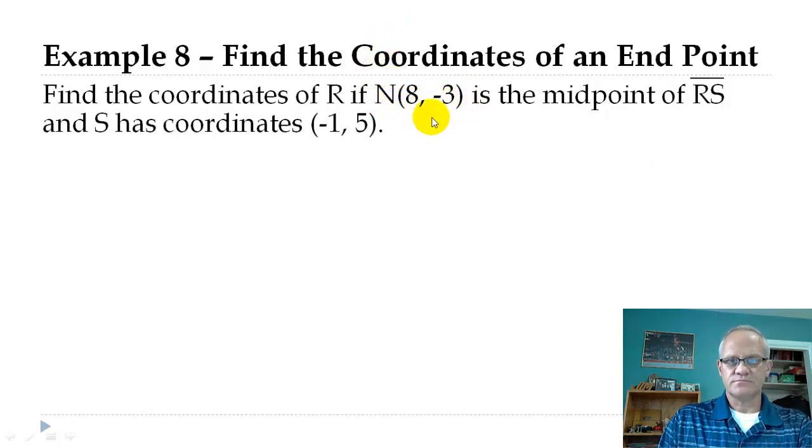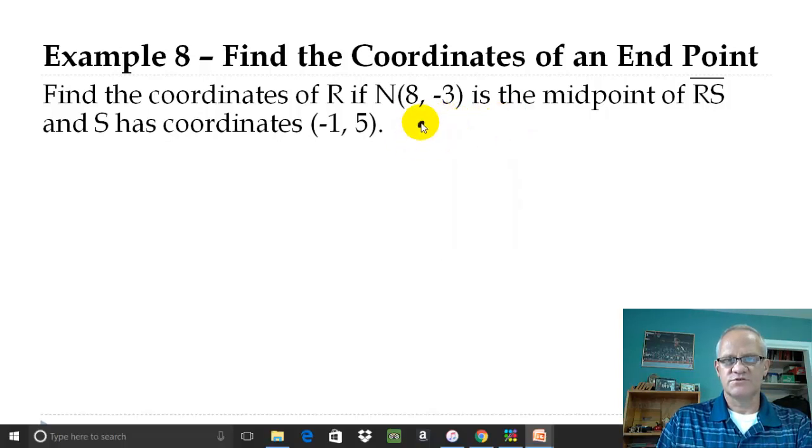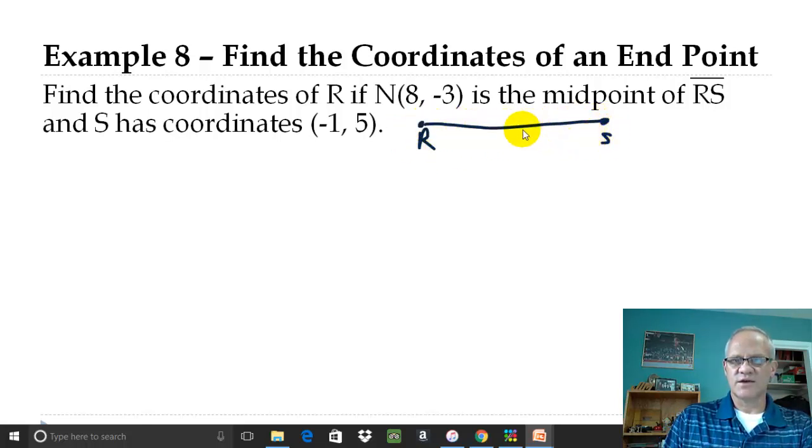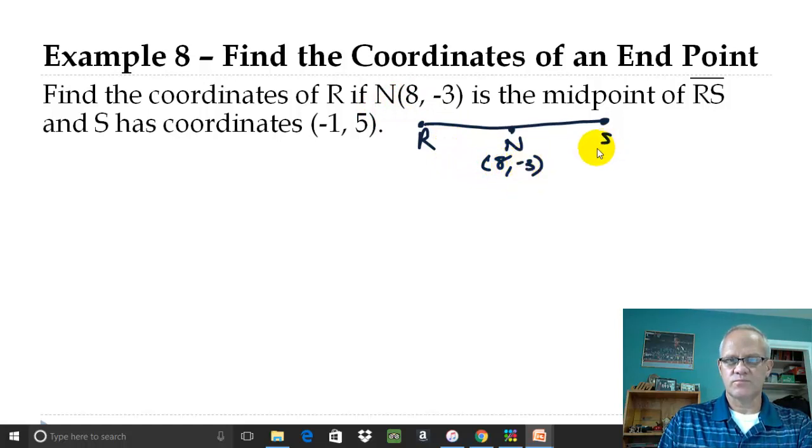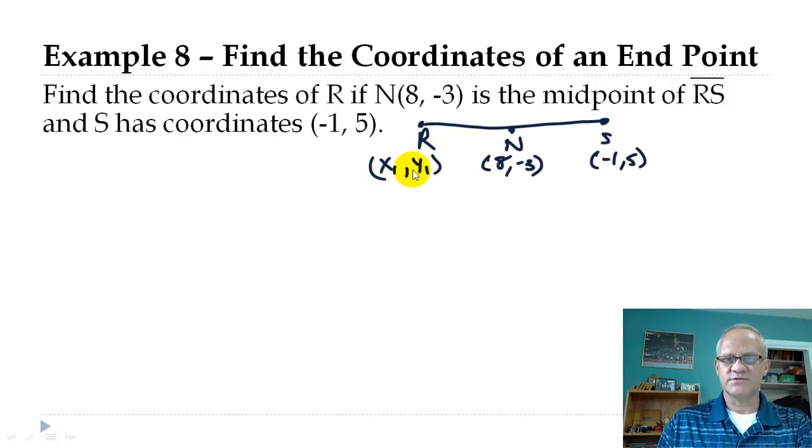So again, just to see what we've got here. We got R, we've got a line, this is S, N is the midpoint. Okay, so it says N is 8, negative 3, S is negative 1, 5. We don't know what this is, so this is our X1 and our Y1. That's what we're going to try to find. That's R. Okay, so again, let's go through here.